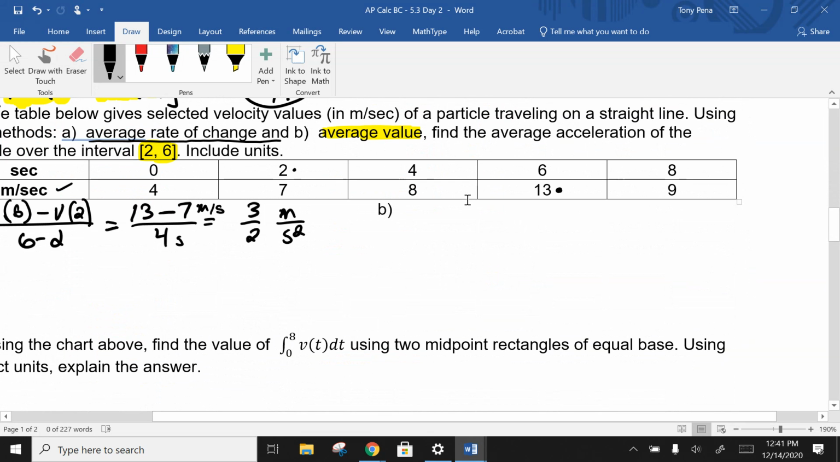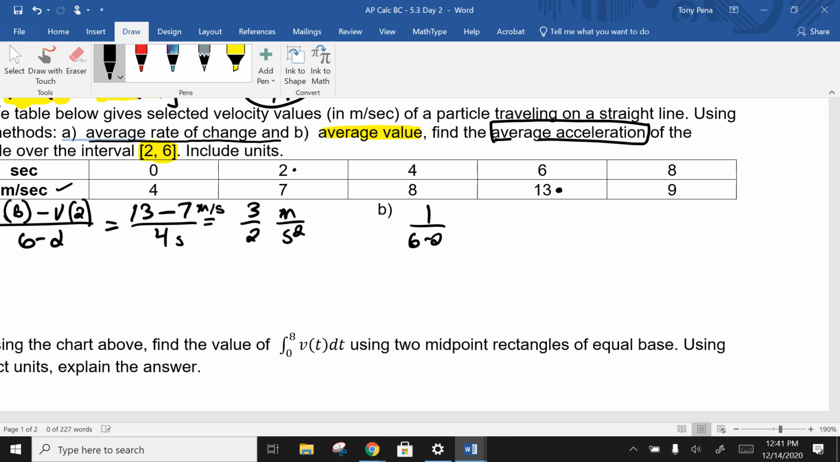So when we come down here for letter B, I want you to find the average acceleration. So I can set up one of these average value problems that we just did. So 1 over 6 minus 2, from 2 to 6. And then I put in here whatever I'm trying to find the average value of. In this case, I am trying to find an average acceleration, so I would put a of t. We don't actually have it defined with a function, but that's what I'm putting in there. That's what I want the average value of. If it said average velocity, you're going to put v in there.